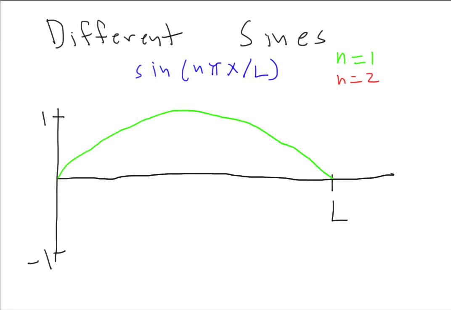And what about for n equals 2? So the red curve. If n equals 2, as x goes to L, the argument will become 2 pi instead of just pi. So this means the sine function goes through the full wave. Let's see if I can draw this.